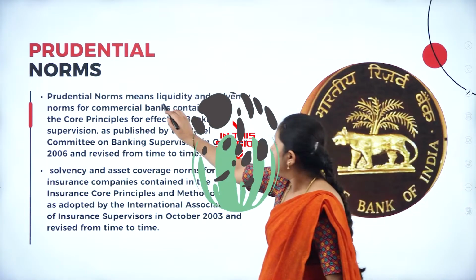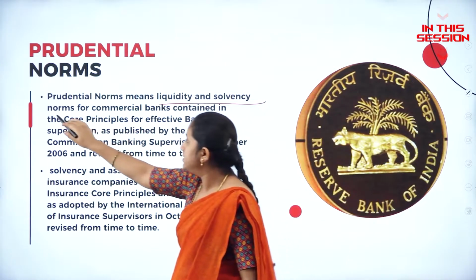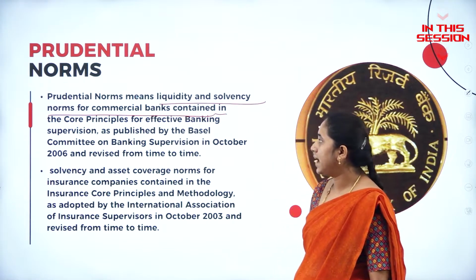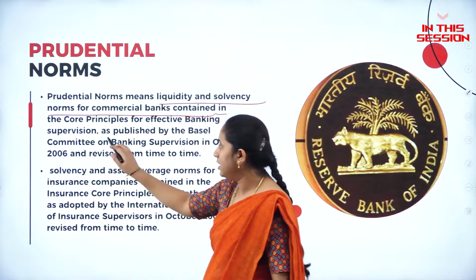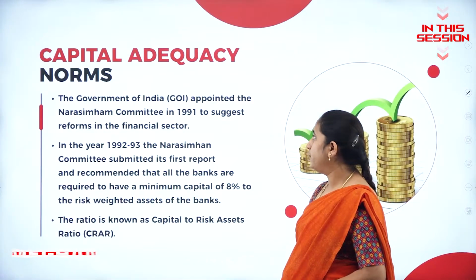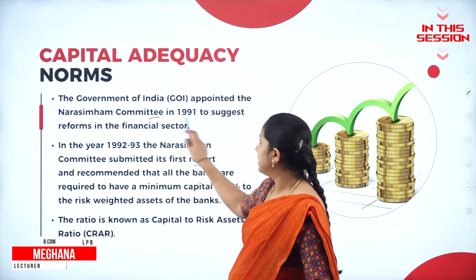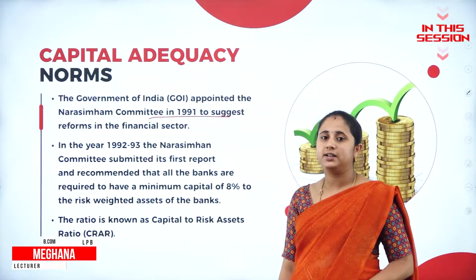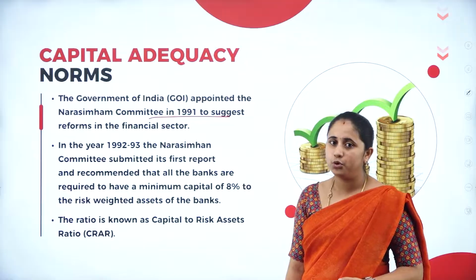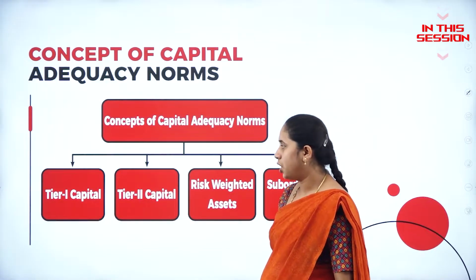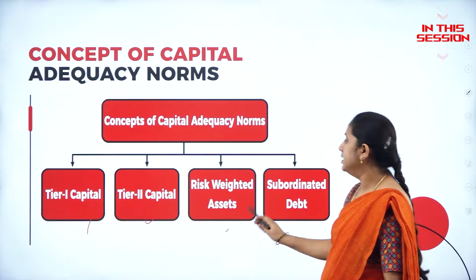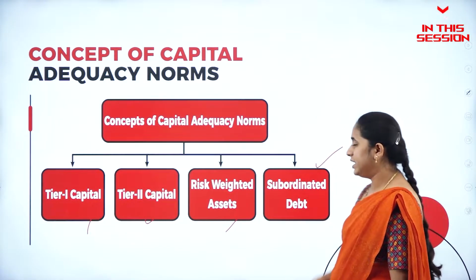Prudential norm means liquidity and solvency norm for the commercial banks contained in the core capital for effective banking supervision. The Government of India appointed the Narasimhan Committee in 1991 to suggest reform in the financial sector. So that is Narasimhan Committee Report 1, Capital Adequacy Norm. So first is Tier 1 Capital, Tier 2 Capital, Risk-Weighted Asset and Subordinated Debt.